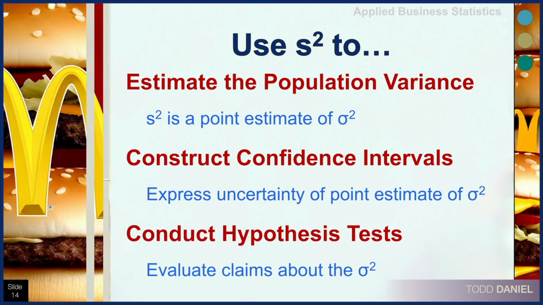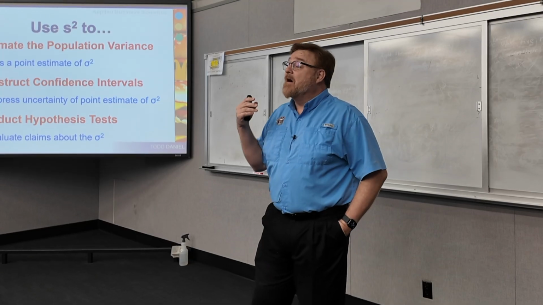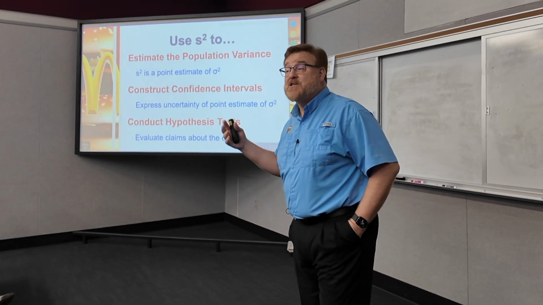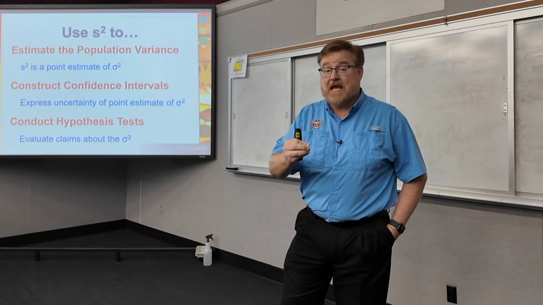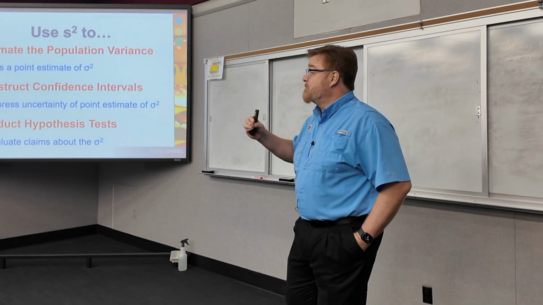The variance from the sample can be used for three things. I can use the variance from my sample to estimate the population variance. What is true of the sample should be true of the population from which it was drawn. Therefore, I can extrapolate from what I know from my sample, its variance, to the variance of my population.